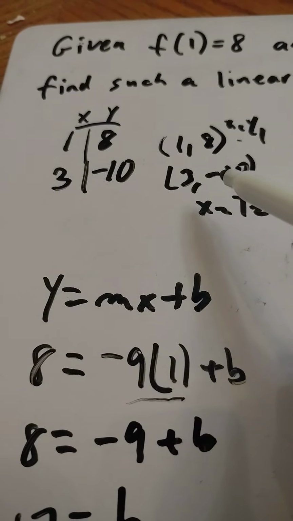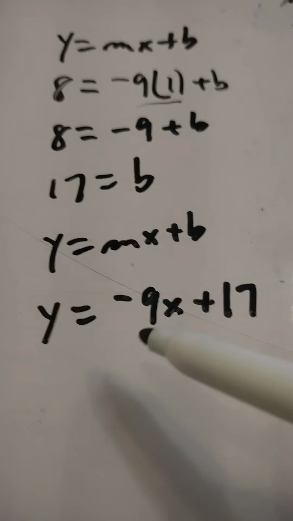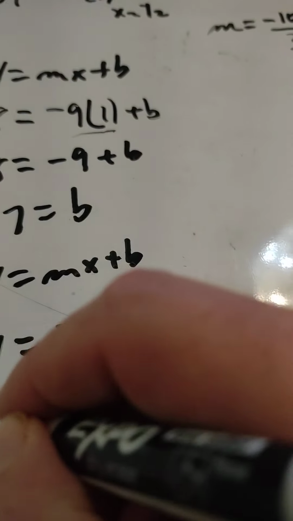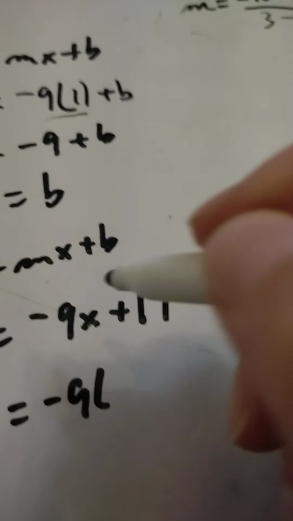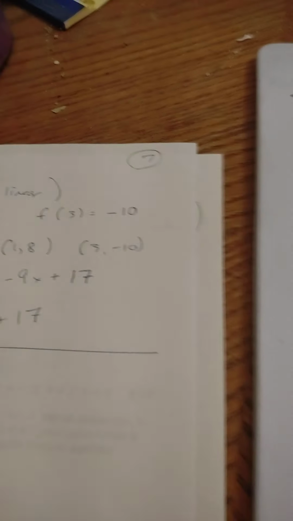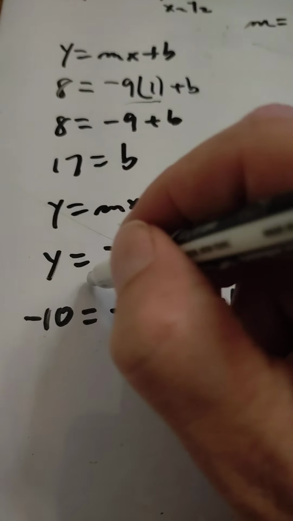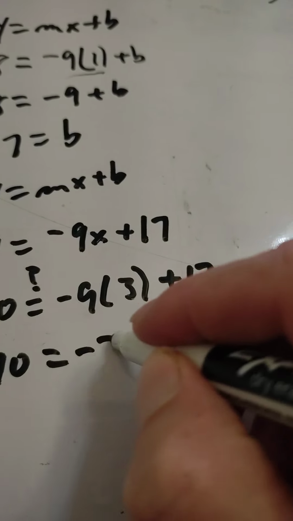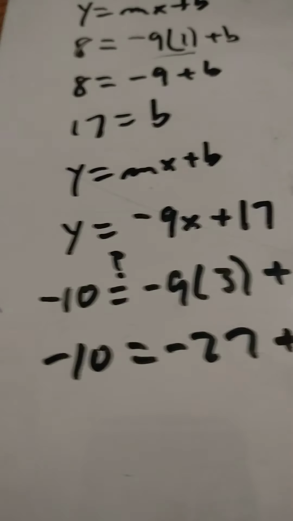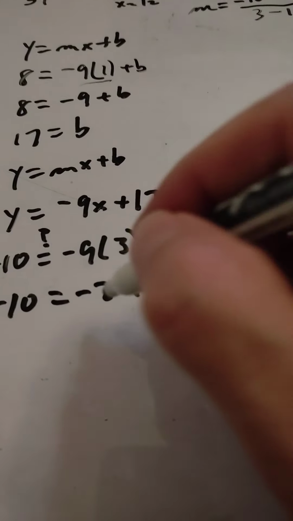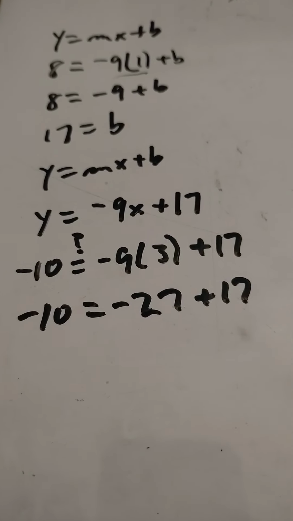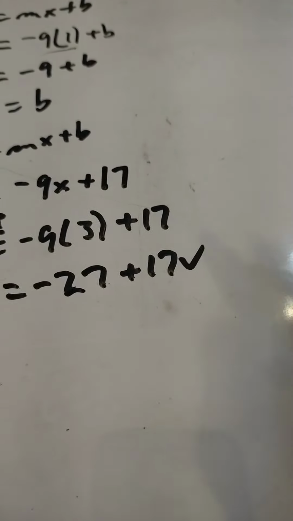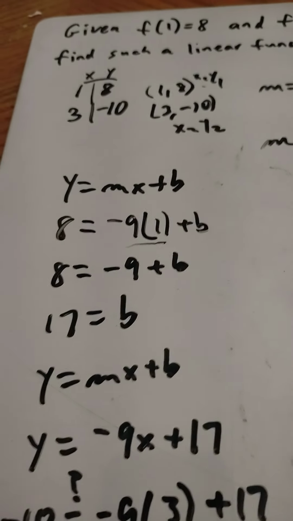Just for fun, let's check to see if this ordered pair, 3, -10, satisfies this equation. It should. So let's see, y is going to be -10. Here's a little check here: -9, x was 3, plus 17. Is this a true statement? I'll put a question mark here to be humble. And let's see, -10 equals, what's -9 times 3? -27 plus 17. Doesn't -27 plus 17 equal -10? Yeah, it works indeed. So, that is good.